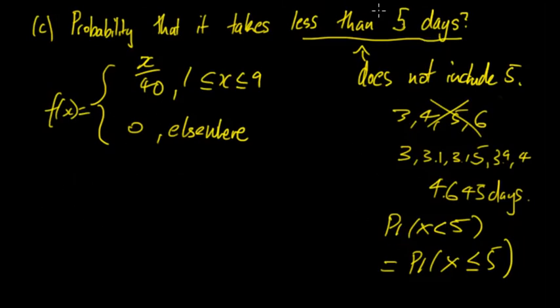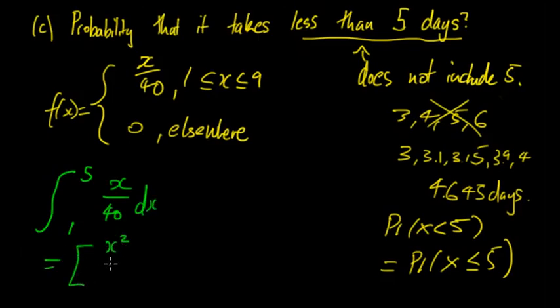So how do we find the probability that it takes less than 5 days? Well, the probability it takes less than 5 days is going to be the integral, the area between 5 and the lowest domain, which is 1, of x on 40 dx. So you antidifferentiate that and you get x squared on 80, because you bring the 2 down, 2 on 80 gives you 40, evaluated from 5 to 1.